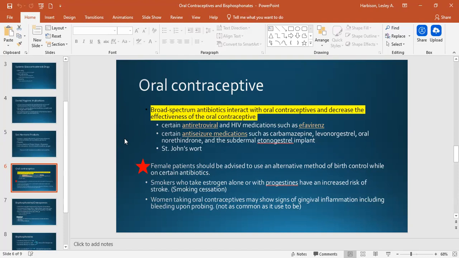Female patients should be advised to use an alternative method of birth control while on certain antibiotics. Smokers who take estrogen alone or with progesterones have an increased risk of stroke. So that is a great place to introduce smoking cessation counseling. And then women taking oral contraceptives may show signs of gingival inflammation, including bleeding upon probing. It's not as common as it used to be. But this slide has some important information, especially this highlighted piece and then down here. So that could be on a test.